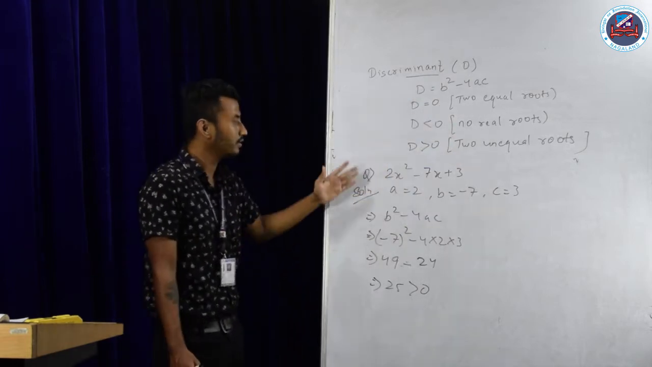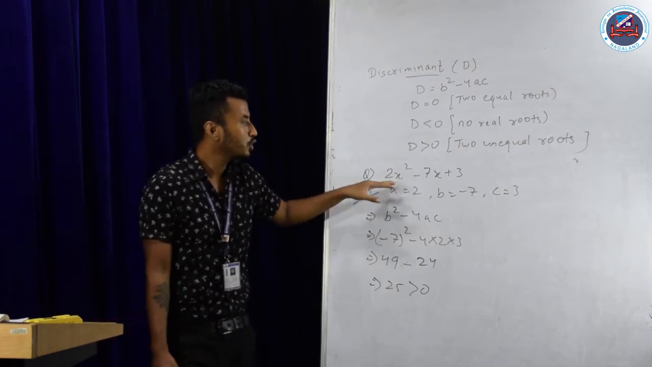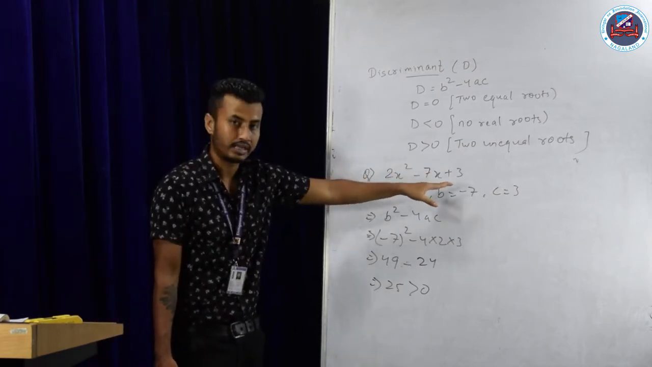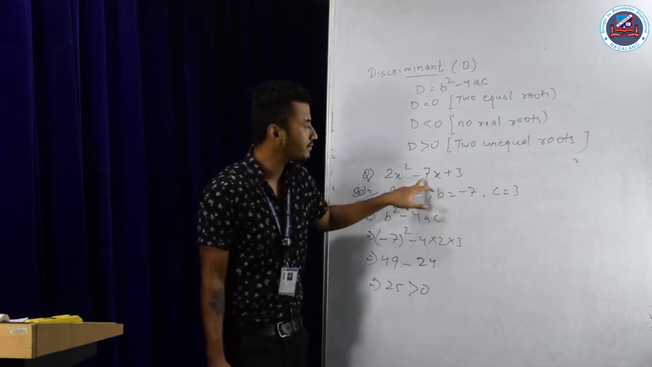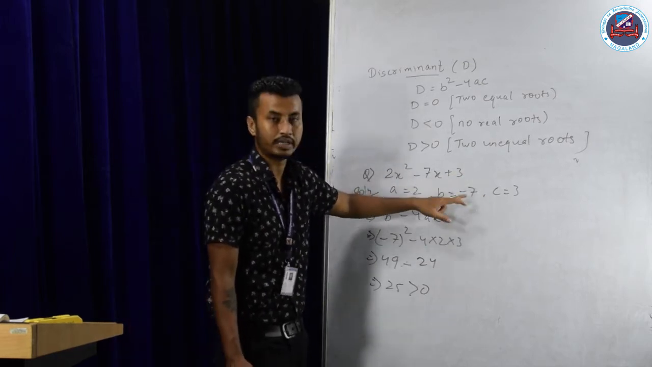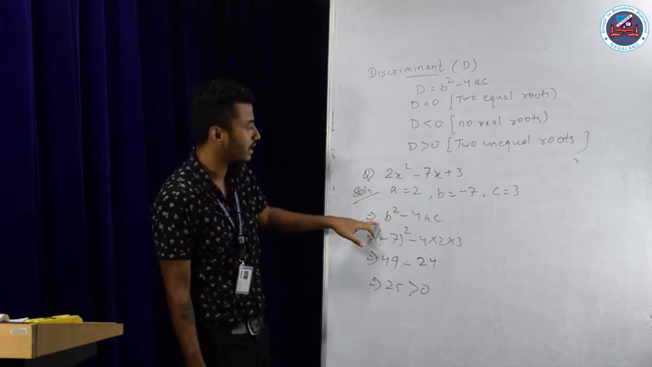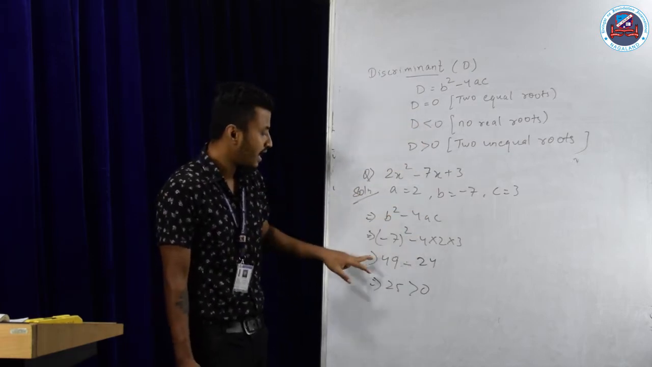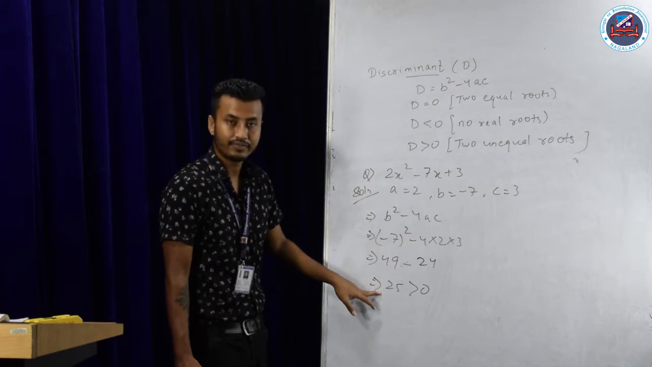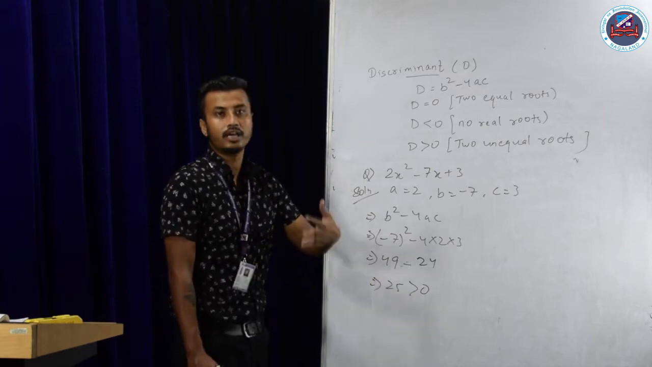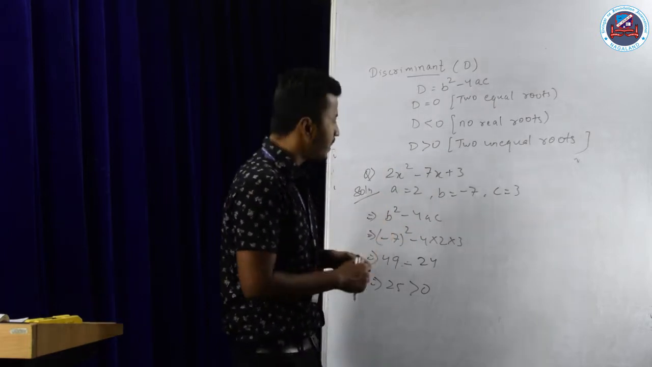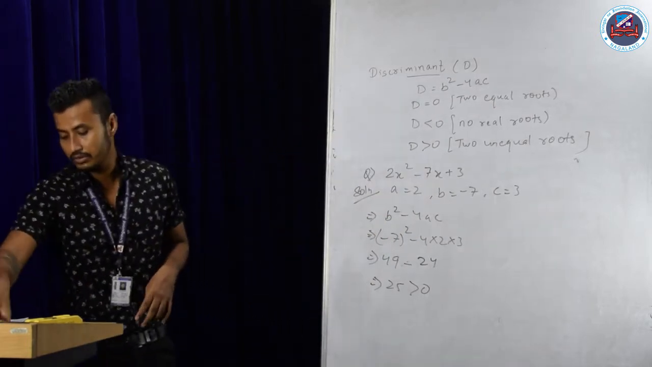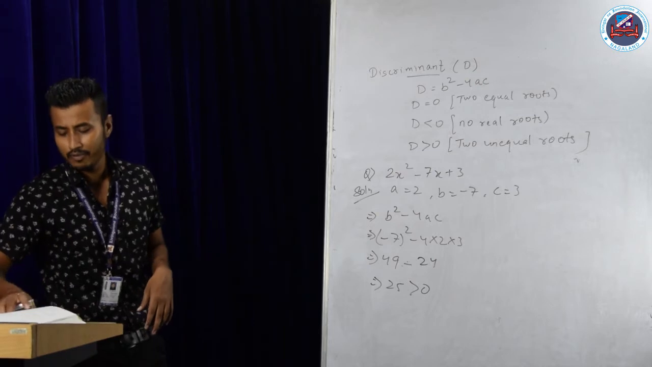Let's take an example. Question number 1, part 1. 2x square minus 7x plus 3. Here let's see the value of A is 2, the value of B is minus 7, the value of C is 3. Just put in the discriminant formula b square minus 4ac. I get the answer as 25, which is greater than 0. Hence there will be two unequal roots in this question. Okay? Similarly, you can do the rest of the 4 questions also. Just substitute the value of A, B, C.